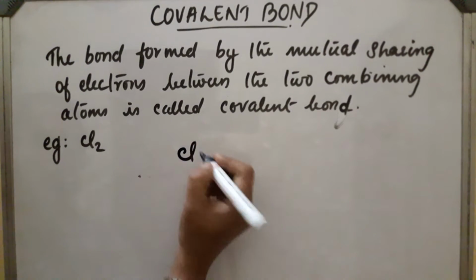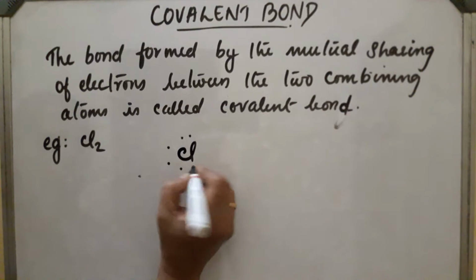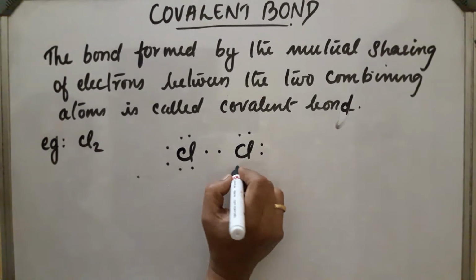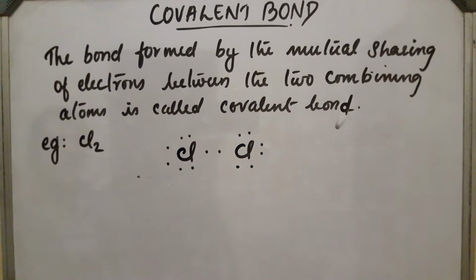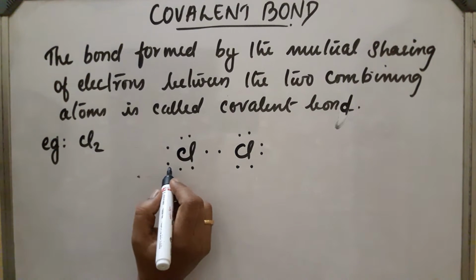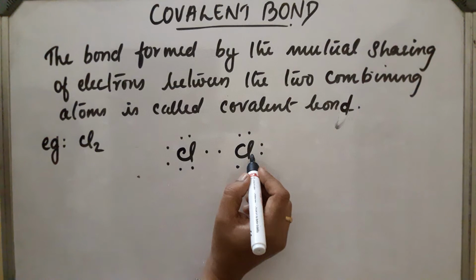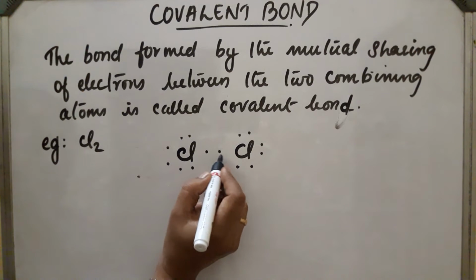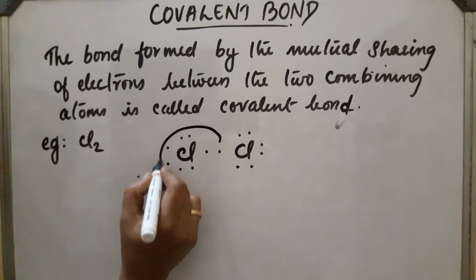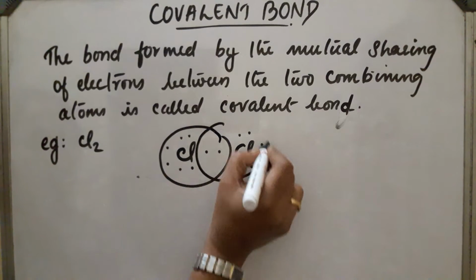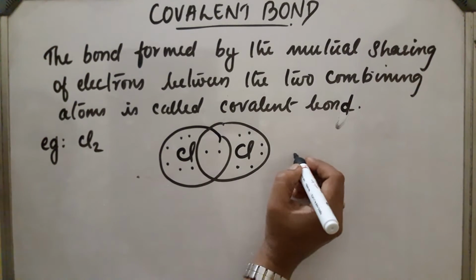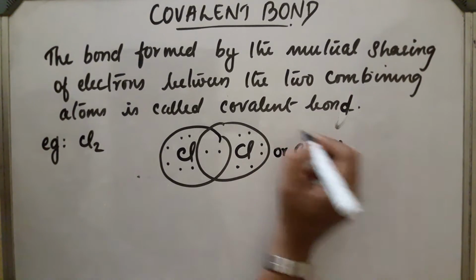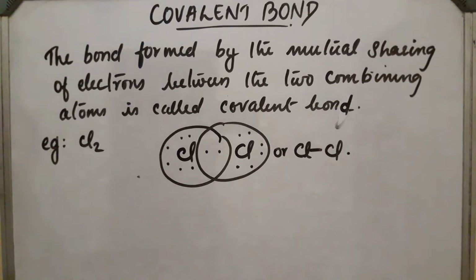Let us draw the Lewis structure of chlorine atoms. Chlorine contains 7 valence electrons. One electron will be contributed by this chlorine and one electron by the other chlorine. So these two electrons will be at the center. These two electrons are shared by both the chlorine atoms like this. This type of bonding is called a covalent bond. So the chlorine molecule is obtained. Like this, a bond is formed.